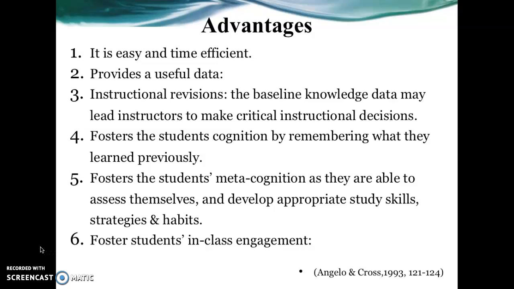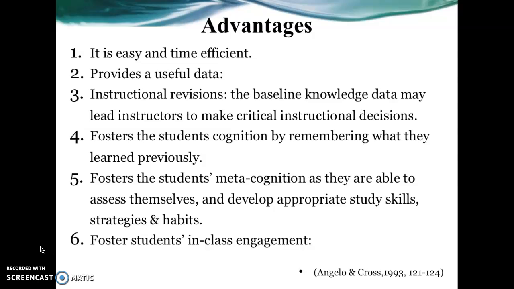First, it is easy and time efficient. Second, it provides useful data about the students' knowledge and also about their communication skills when it comes to delivering that knowledge. The results may lead to instructional revisions which adjust to the students' knowledge. This technique fosters the students' cognition by remembering what they learned previously. It fosters the students' metacognition as they are able to assess themselves and develop appropriate study skills, strategies, and habits.